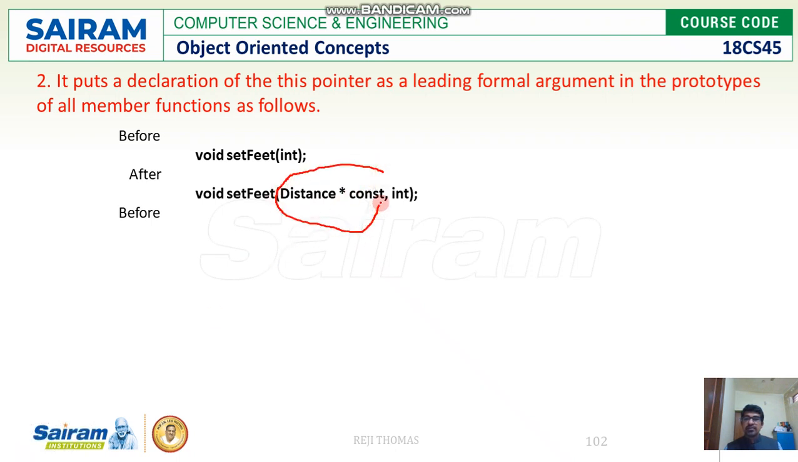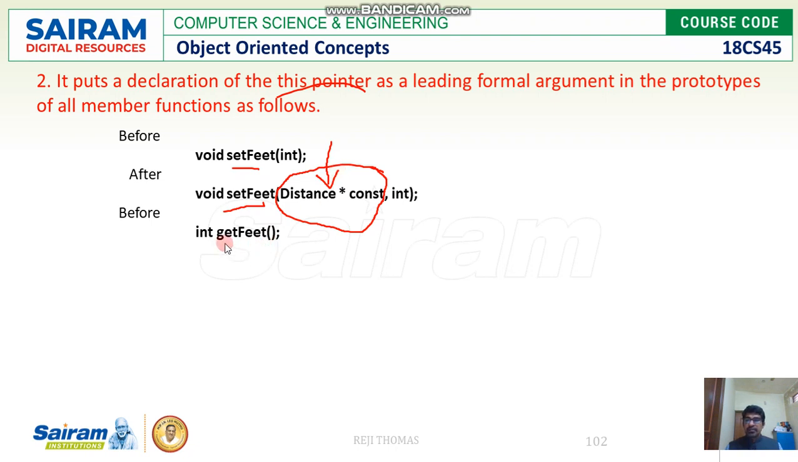What is this part? This is the leading formal argument for the function set feet. Before it was not there. Every function prototype will be converted into this format. The first argument, leading in a sense, is going to be the this pointer. So this is what the pointer is called, this pointer.